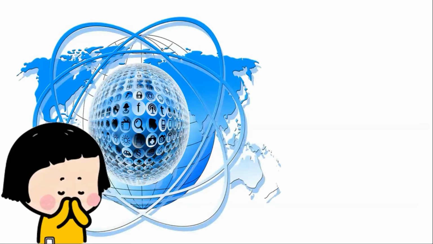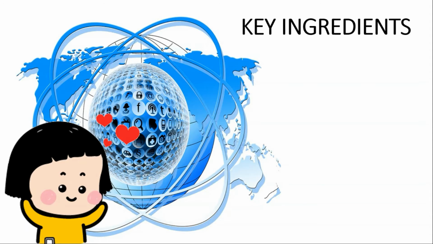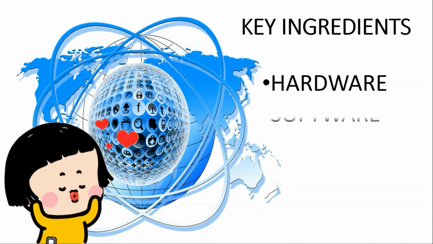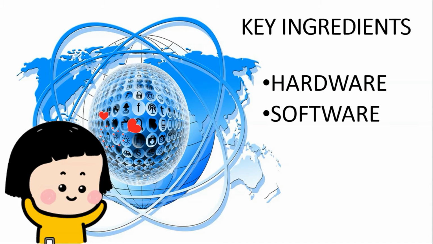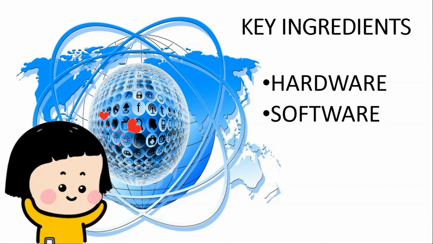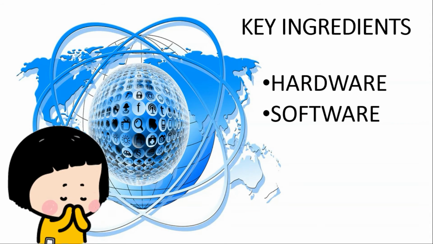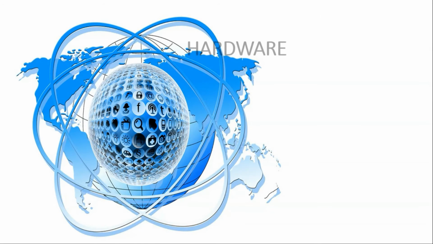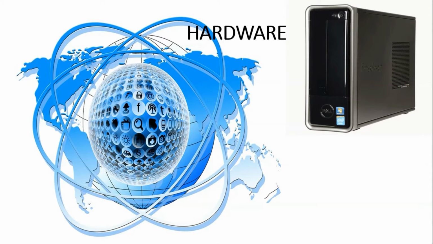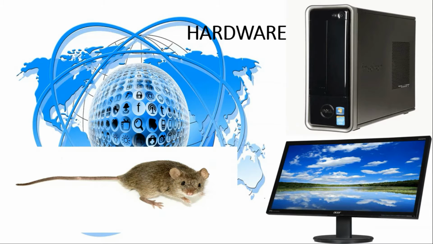And now, we will proceed to the key ingredients used to access your internet. Number 1 would be your hardware, and number 2 would be software. So, these two key ingredients are necessary to access your internet. Let's talk about the first key ingredient, which is your hardware. Your hardware is usually a physical property na pwede nating hawakan, like your CPU, your monitor, and your mouse. Not that mouse, this mouse.